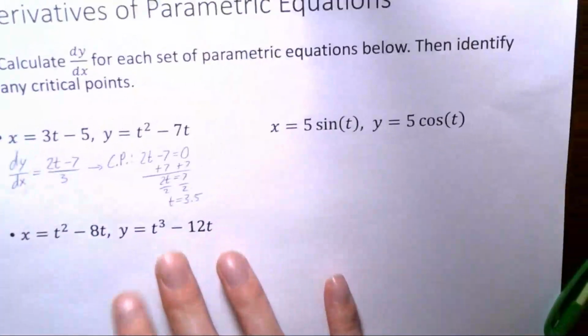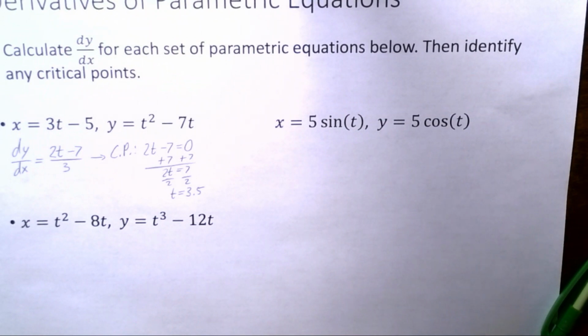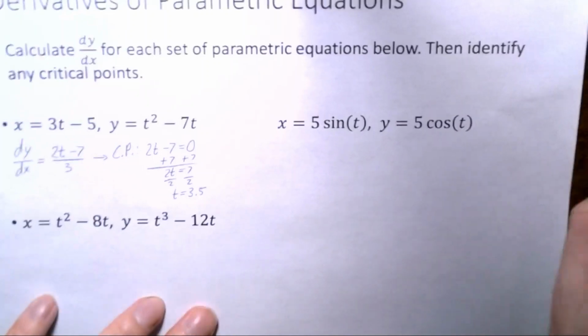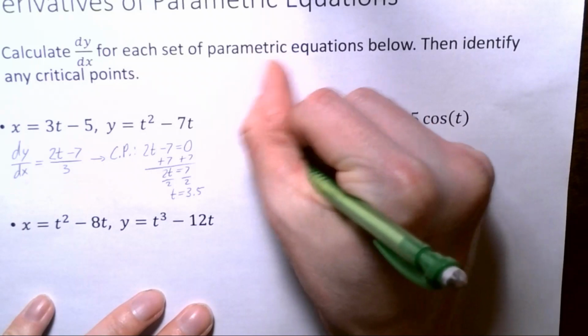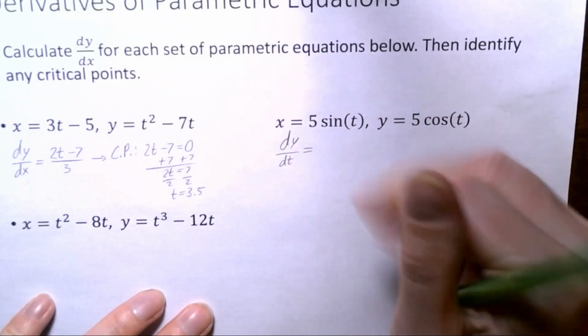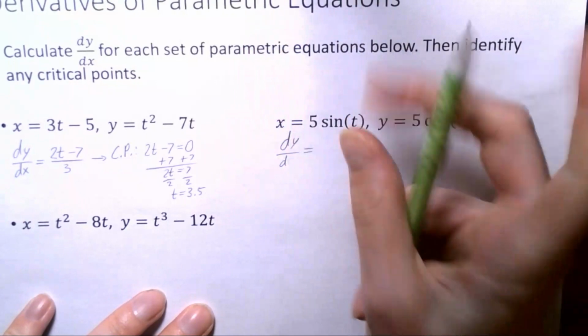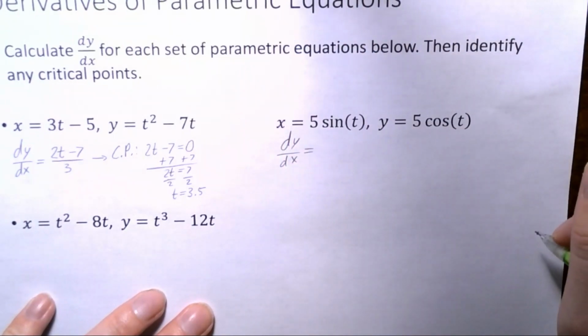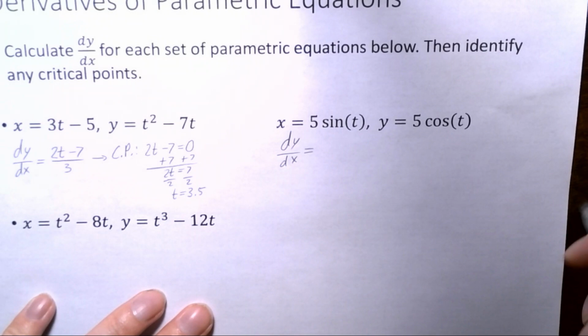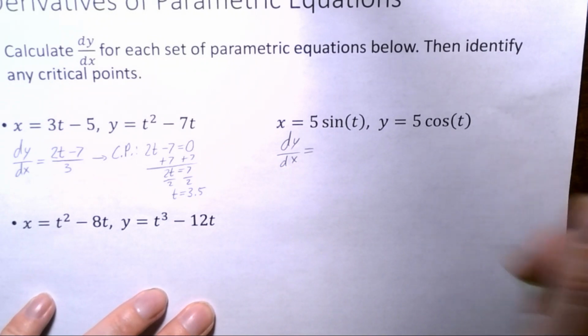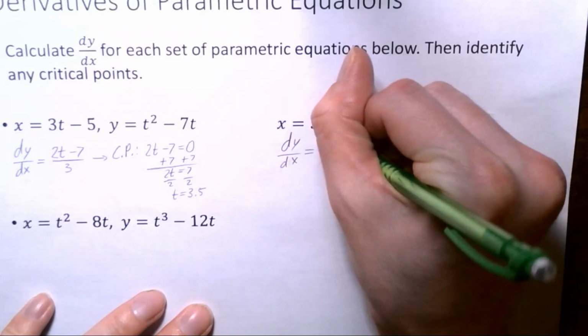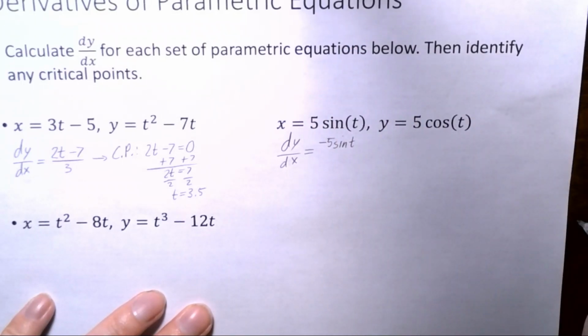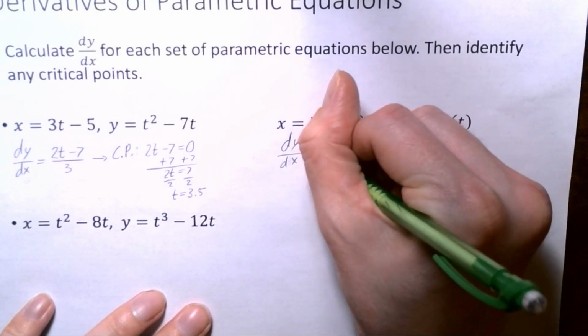We next move on to x is equal to 5 times the sine of t, and y is equal to 5 times the cosine of t. For this, our derivative will involve taking dy/dt, so the derivative of 5 cosine of t is negative 5 sine of t, over dx/dt, the derivative of 5 sine of t, which is 5 cosine of t.